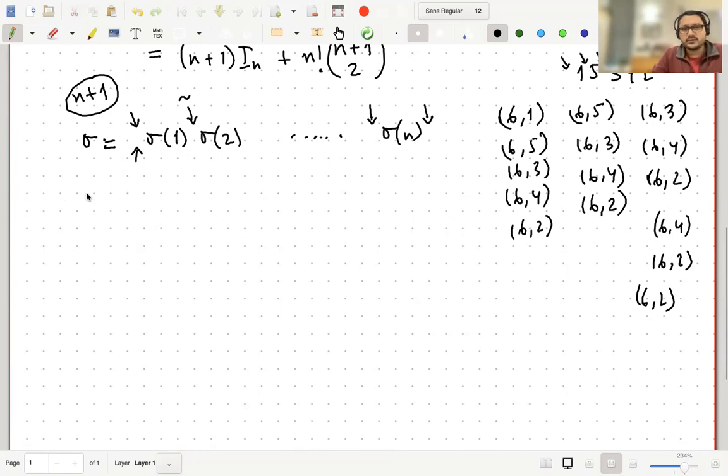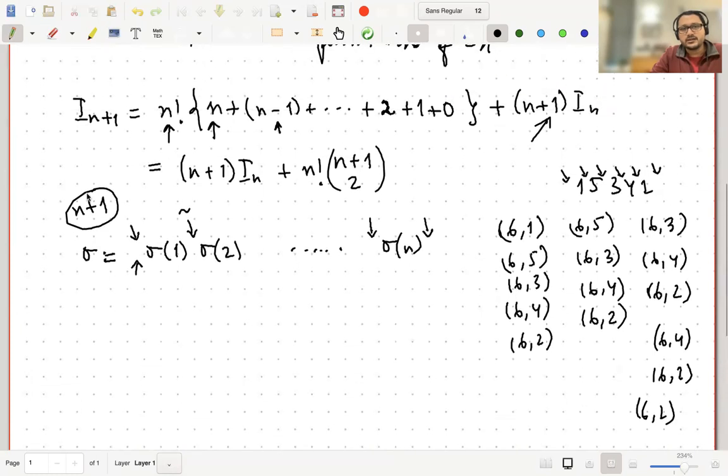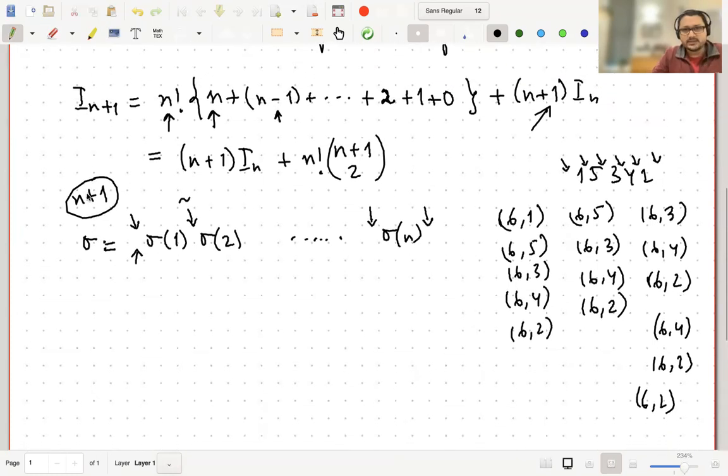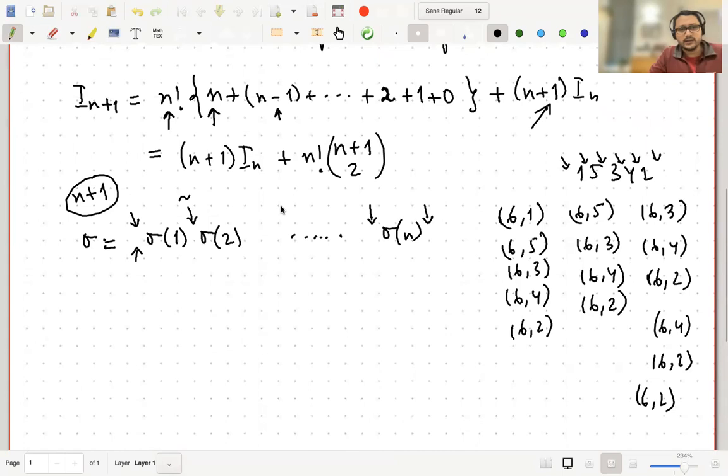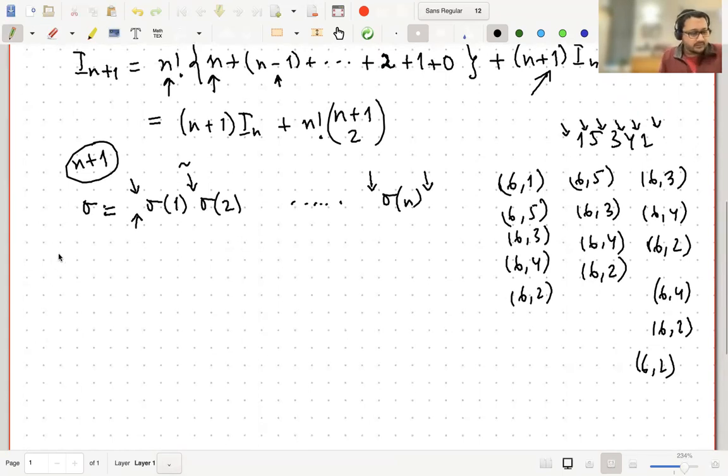The generating function approach is probably easier than the induction approach, but I'm not going to do that. Whatever method you use, if you solve this recurrence, then finally we're going to get this answer: I_n is equal to n factorial by 2 times n choose 2. So this is the answer that you are going to get.